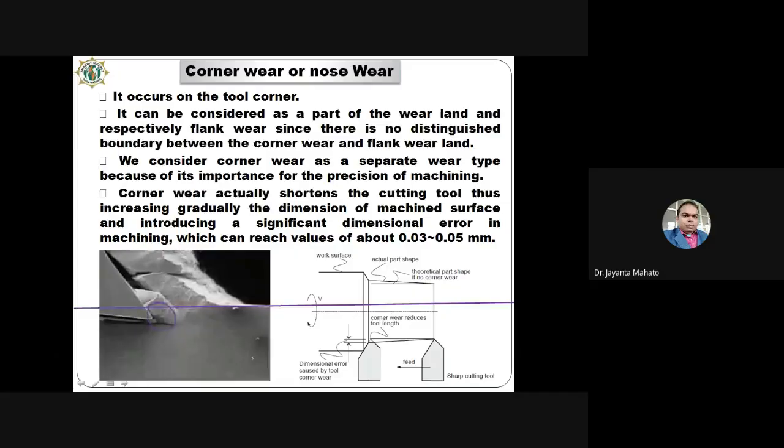So if this corner wear occurs, the dimension of the cutting tool's nose radius will shorten, and the machined surface, the product, which should have the desired shape and desired size, will have a dimensional error. Means the finished surface will not have accurate dimensions. Okay.